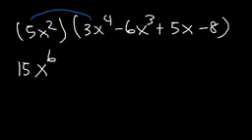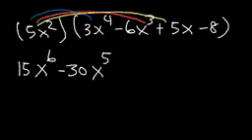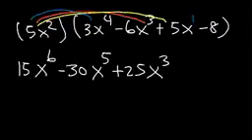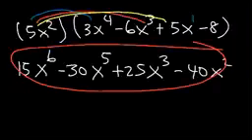So now we need to multiply 5x squared times negative 6x cubed. 5 times negative 6 is negative 30. x squared times x cubed, 2 plus 3 is 5, so it's going to be x to the fifth power. And then 5x squared times 5x. 5 times 5 is 25. x squared times x, we have 2 plus 1, which is 3, and so it's simply going to be x cubed. And then 5x squared times negative 8, that's 5 times negative 8 is negative 40, so it's negative 40x squared. So this is the answer to this problem.